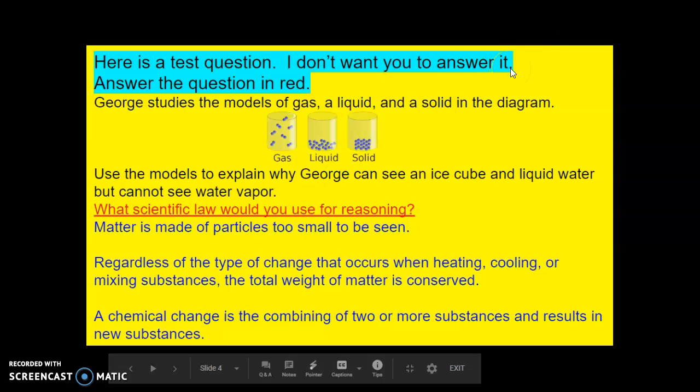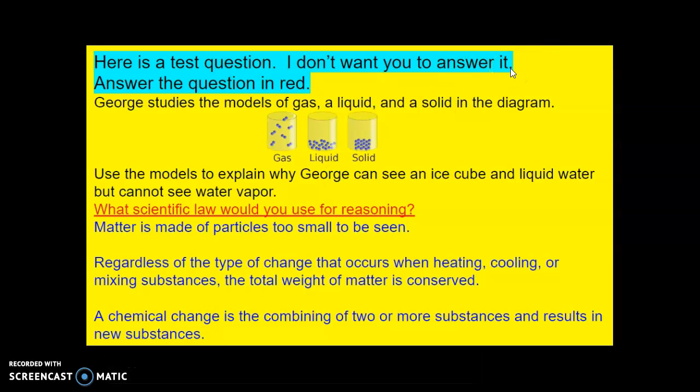Up at the top and highlighted, it says, here's a test question. I don't want you to answer it. Answer the question in red. So this is the question we just answered, but we're not answering that. It says, look at the question in red. So the question in red says, what scientific law would we use for reasoning?